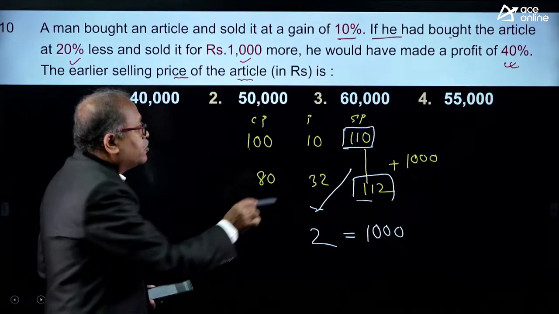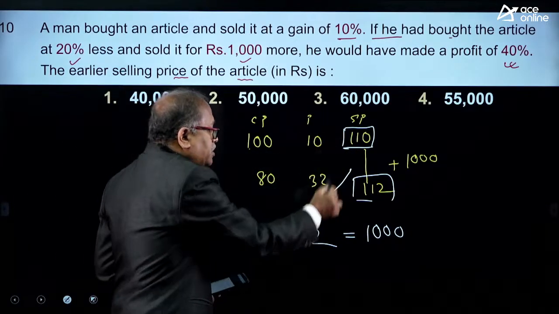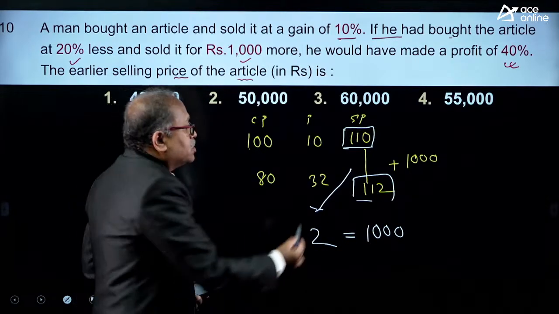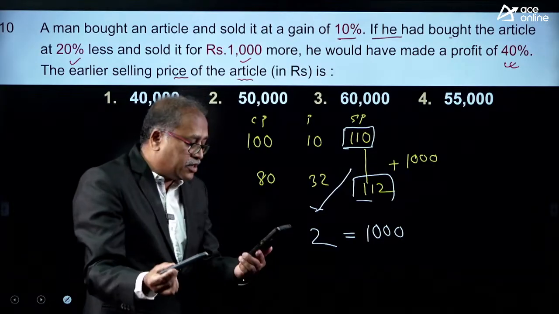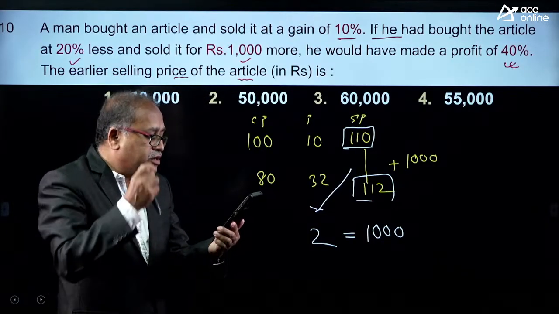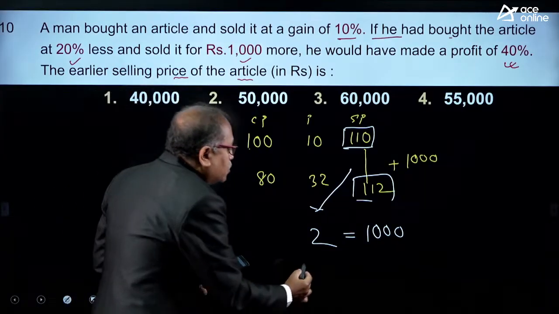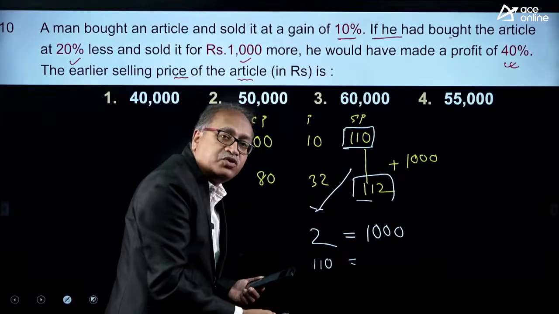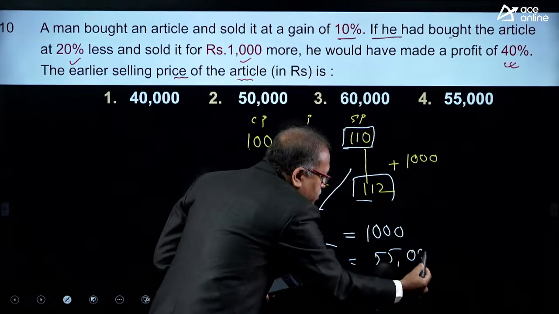You are asked to find out the initial selling price. So for the initial selling price, what is 1 unit? 1 unit is 500. So what is 110 units? 500 into 110. Anyone giving the correct answer? Option B. No, my brother. So what is 110 units? 110 units is 500 into 110, and that gives us 55,000.